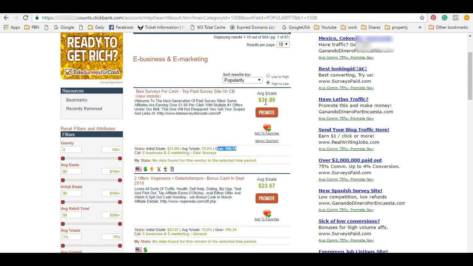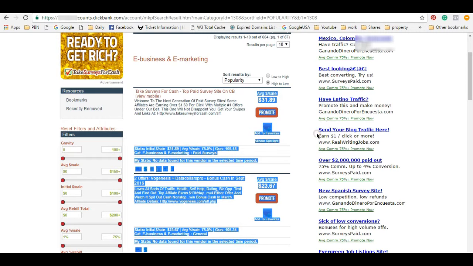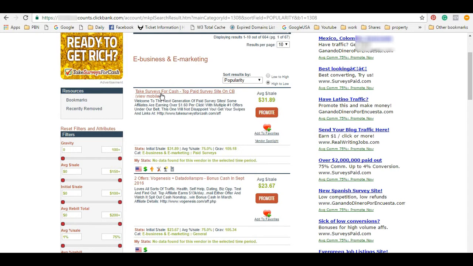But at the moment, if you had a site that could generate three of these a day, you're already up to your $100 a day, which is generally the starting point for most people, to try and make $100 a day. So say for instance, there's Take Surveys for Cash. "Welcome to the next generation of paid survey sites. Some affiliates are earning over £1.60 per click, with a multiple of offers under our belt. This one will not disappoint you." So that's really good.